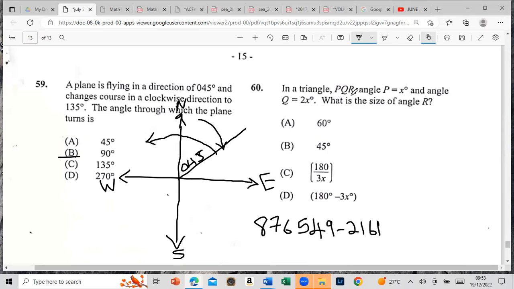Number 60 and last. In triangle PQR, angle P is equal to x and angle Q equals x. What is the size of angle R? Alright, so basically, we can just add those two angles here and subtract from 180, since the angles of a triangle add up to 180 degrees. So our answer would be.